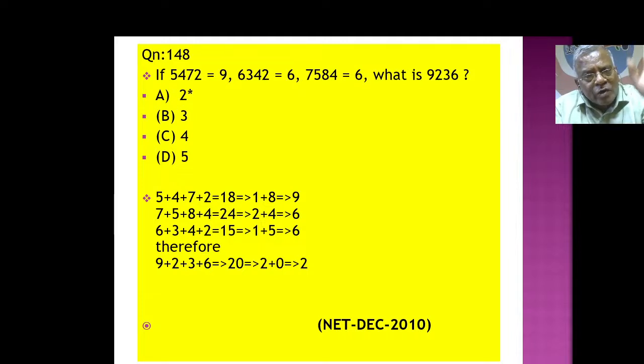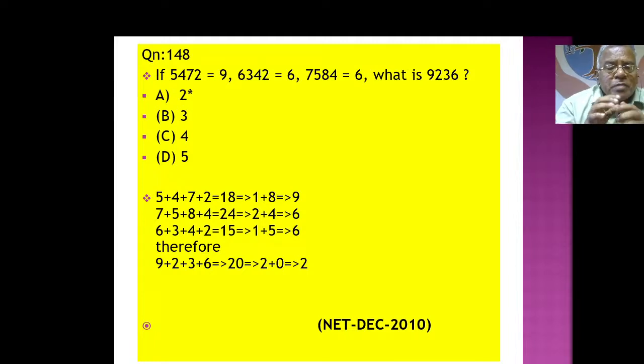So likewise another thing. 7, 5, 6, 3, 4, 2. Right? 6 plus 3 plus 4 plus 2, that is 15. Once again 1 and 5 add. 1 plus 5, 6. The condition is fulfilled. Likewise 7, 5, 8, 4. 7 plus 5 plus 8 plus 4, 24. Once again just add the numbers. 2 plus 4 equal to 6.